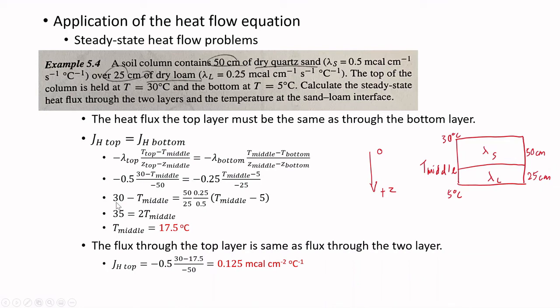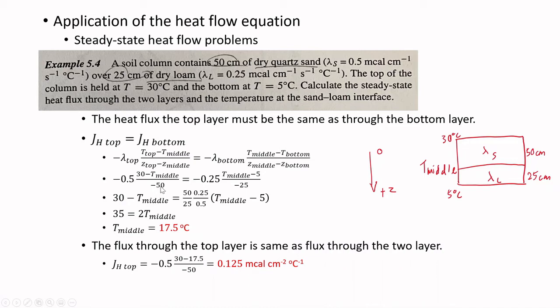Alright, so what we have here is we can put in the values. So minus 0.5, lambda top is 0.5, and then the T top is 30 degrees Celsius. T middle, we don't know. Z top is 0. 0 minus Z middle, which is 50 centimeter.